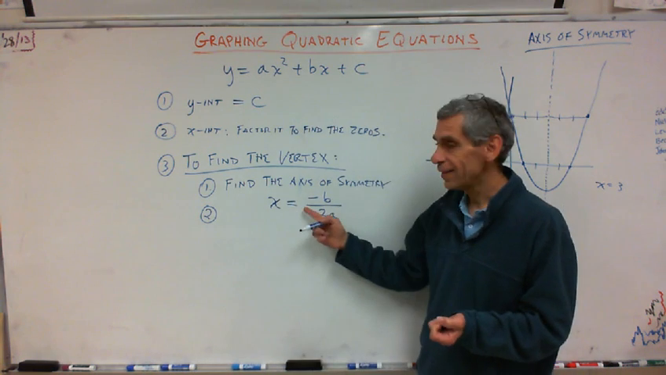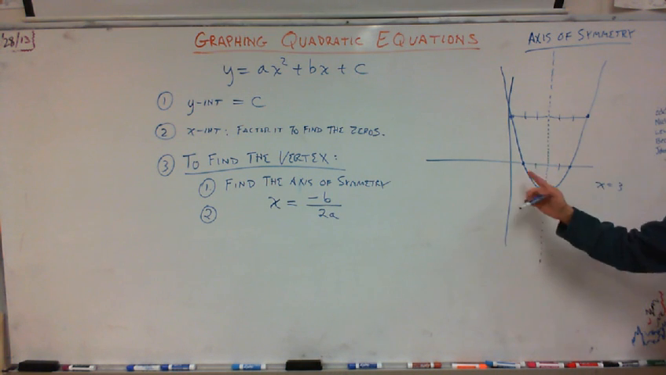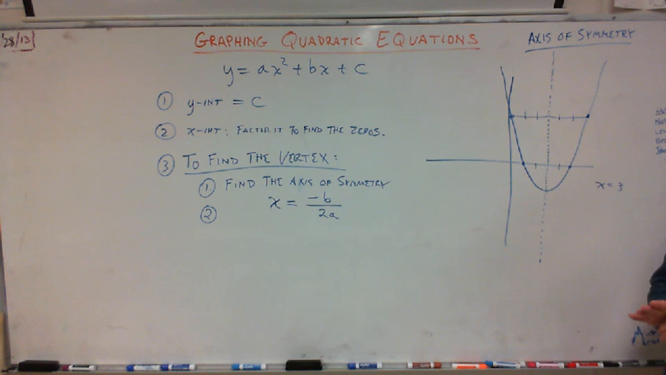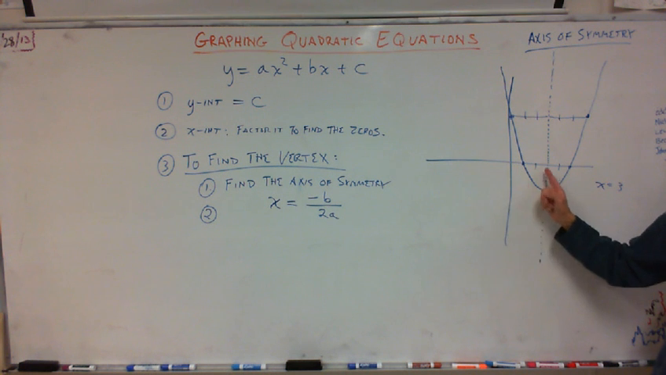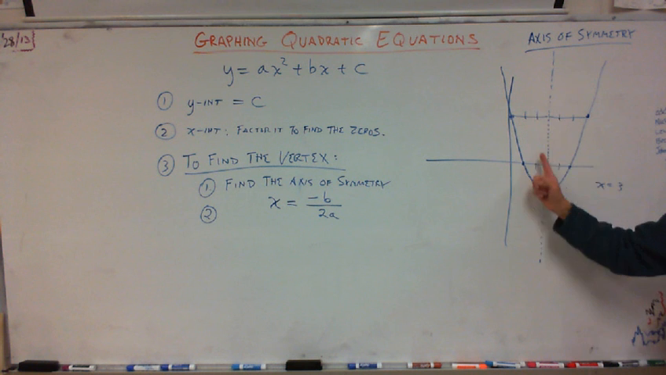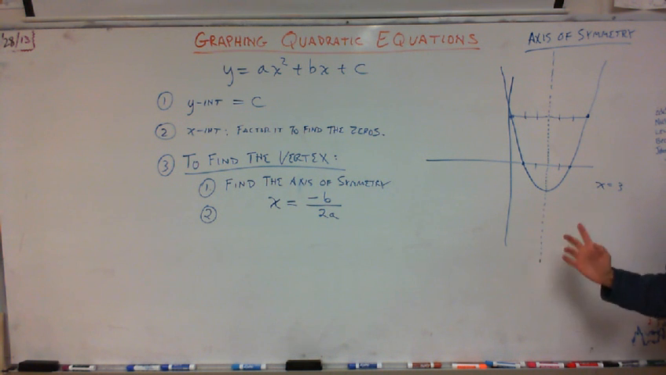So once you find that, you found where the vertex is horizontally. Right? From 0, 0, you go over to 3, and the vertex is going to be somewhere on that axis of symmetry. The vertex, right?